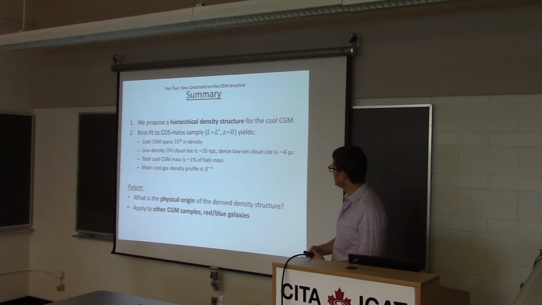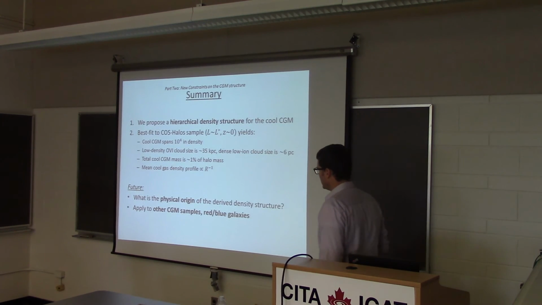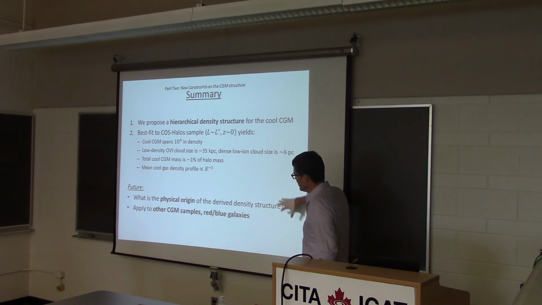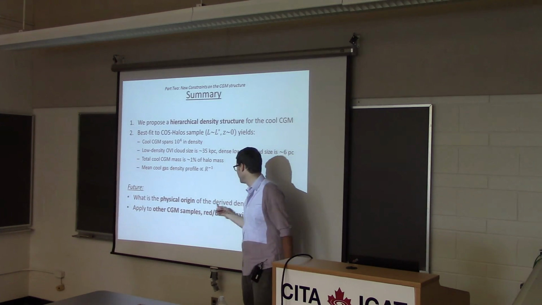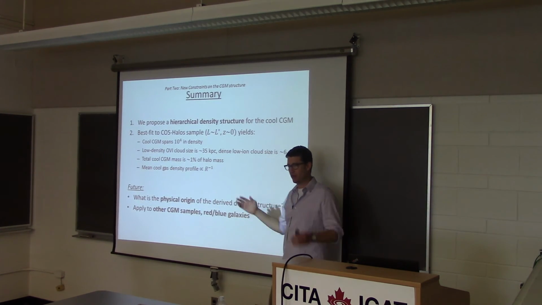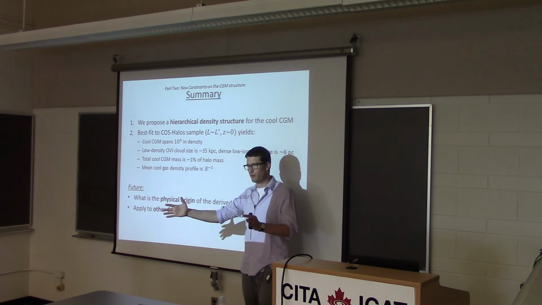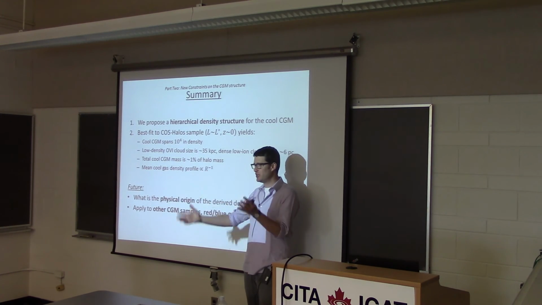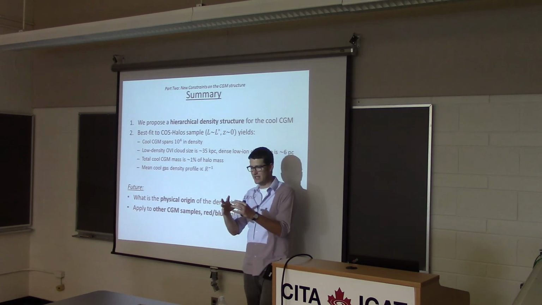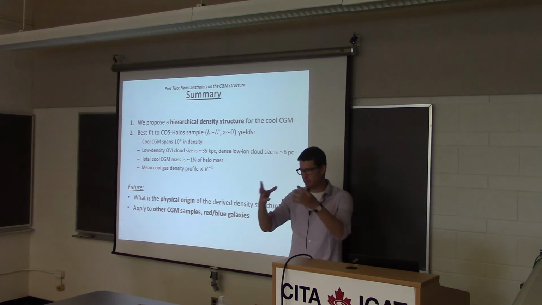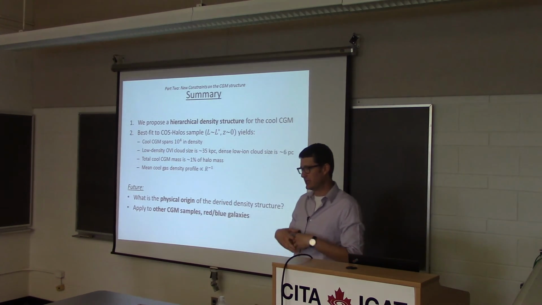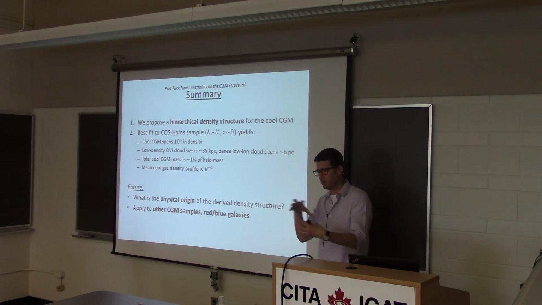Okay, so that's roughly it. Two questions that come out of our work. First, what is the physical origin of the derived density structure? We have a range of 10 to the 4 in density. The temperature doesn't change, so the inner dense parts are overpressurized compared to their surroundings. That means that they must expand. Self-gravity is not strong enough to hold them in.